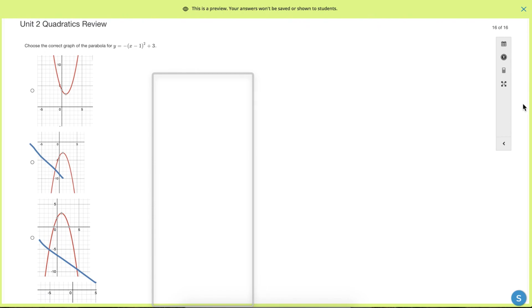So now we just would need to look at our top graph and our bottom graph. Based off of this negative sign, we can prove that the graph should be opening down. So this would be our correct answer.